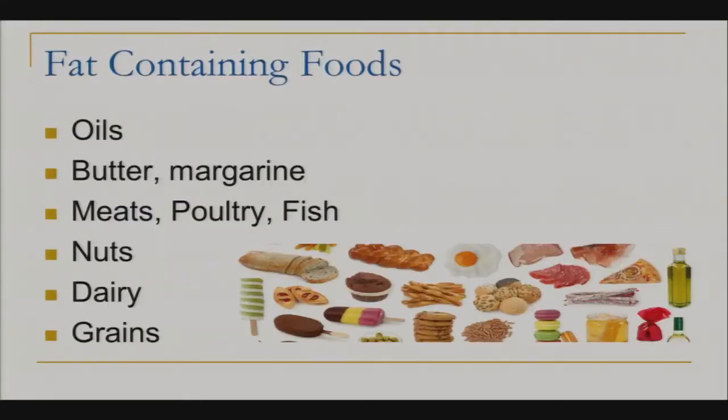Fat-containing foods include oils, butter, margarine, meats, poultry and fish, nuts, dairy, and grains. Now when we're looking at grains, it's generally the oils and butters that are used to make these products that is where the fat is coming from. It's not going to be from the flours. Remember, those contain carbohydrates.